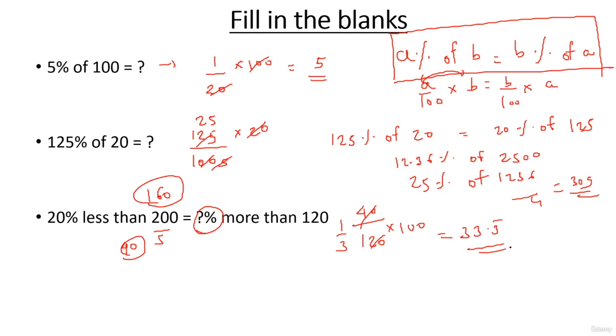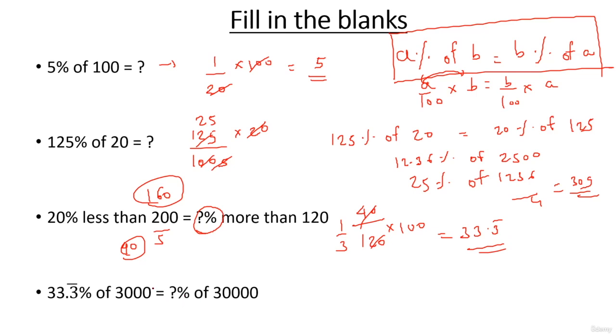Okay, let's go on to the next question, guys. 33.3% of 3000 is dash percent of 30,000. Okay, if you have understood the concept I discussed some time back, A% of B is B% of A, this question is simply a cakewalk. You don't even need to lift up your pen to solve this question. Let's see how.